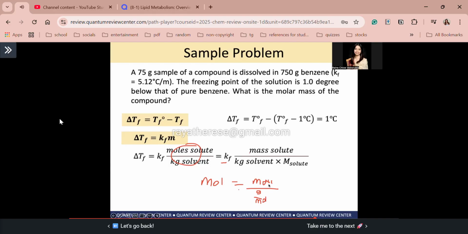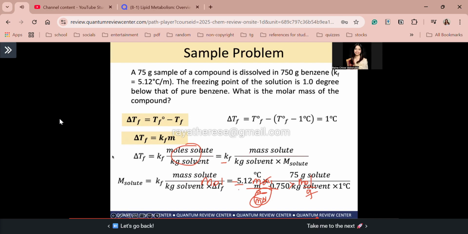Ano nangyayari dyan? Tingnan nyo ng mabuti. Pag ito, ginawa nyo siyang, binultiply nyo siya with mass, diba? You just have to get the reciprocal of this, right? So, magiging mole over g, diba? So, makakancel to, si grams, si mass. And ang maiiwan ay si mole, diba? So, this is just equivalent to Kf times mass solute over kilogram solvent times molar mass of solute.